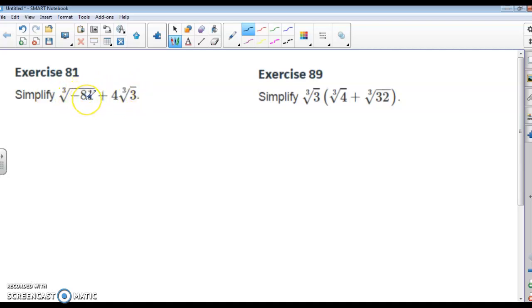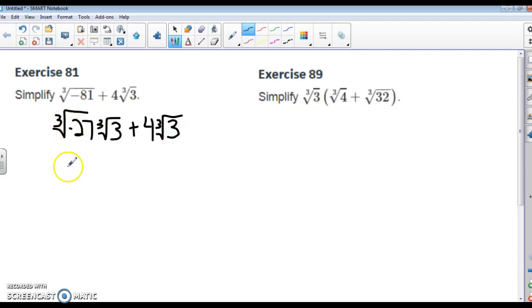81 is not a perfect cube, but it can be broken up into a perfect cube. So we're going to break it up into the cube root. Well, 27 would give us a perfect cube. Now since it's a negative inside, we're going to make the 27 negative, because if you can pull out the negative with the cube roots, you're going to want to do that. And then we have plus 4 cube root of 3.